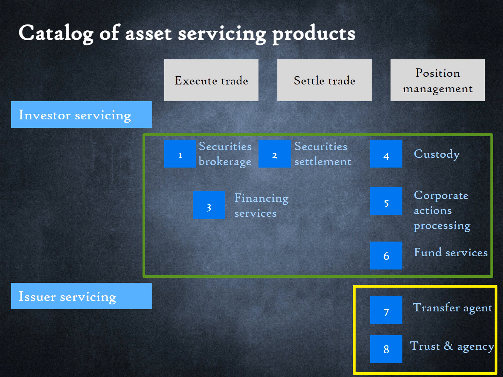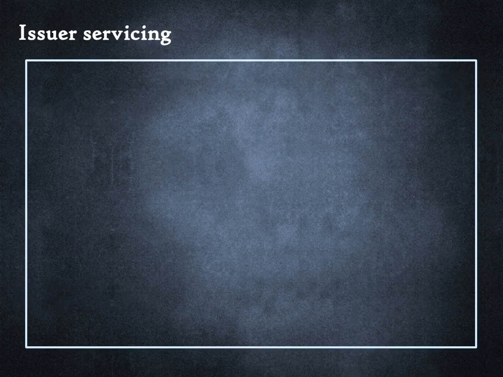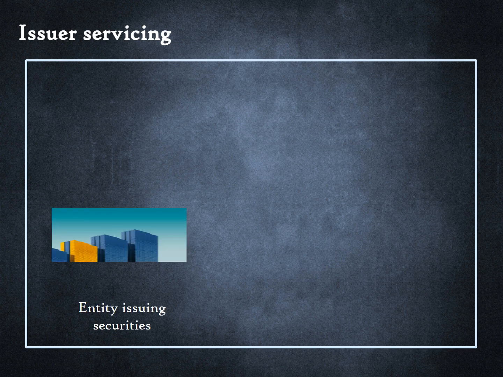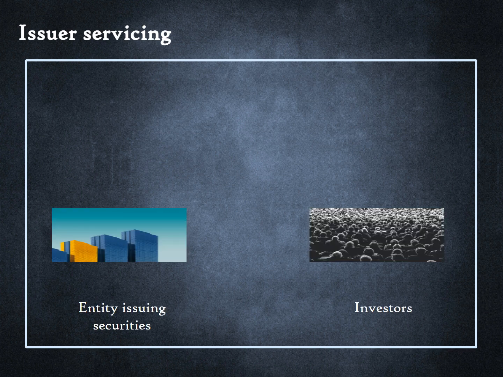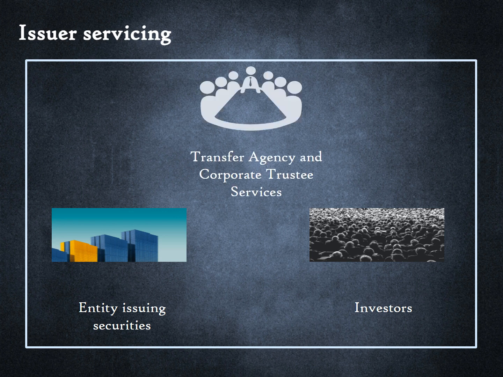We will now turn to asset servicing products that are issuer-facing. So far, we looked at asset servicing products that meet the needs of investors. We will now turn to issuer-facing products. Issuers are the private and public sector entities that are raising capital by issuing securities. The two major products we will cover are transfer agency and corporate trustee services. Let us turn to each one.